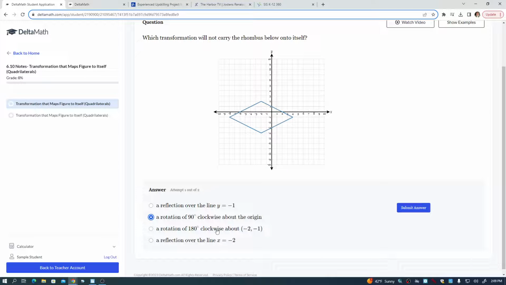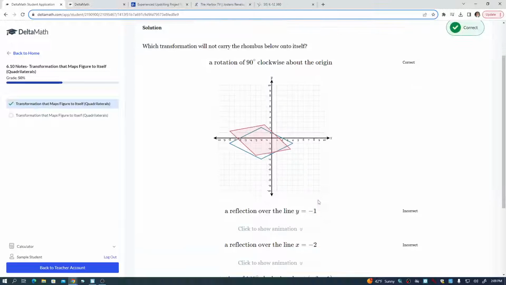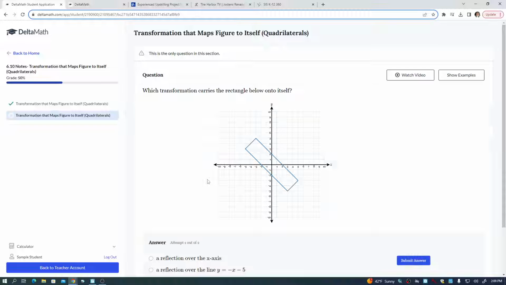A rotation of 180 degrees clockwise, about -2, -1. This point looks like it's in the center of the rhombus. So if I were to spin this 180 degrees, it would just flip this corner onto itself. So I can tell that that is going to have symmetry here. So you can watch the shape. That's it moving 90 degrees. It does not work. All right, let's try one more.